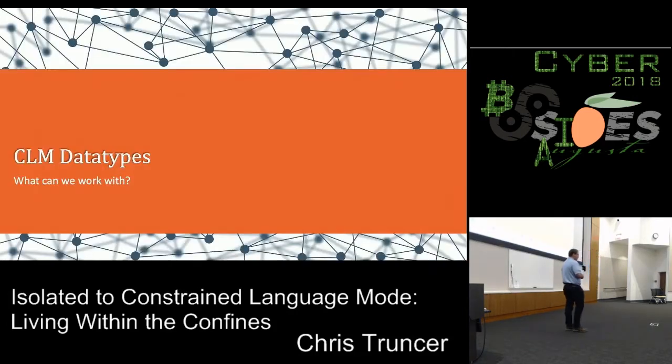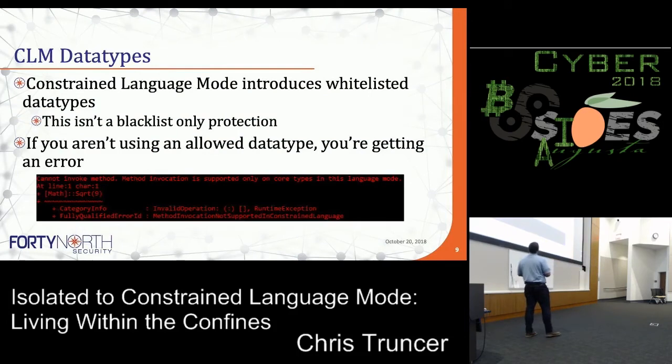So let's take a quick look at constrained language mode data types. The way this works is constrained language mode introduces whitelisted data types. So it isn't that they only blacklist certain types of data that you can interact with. If you aren't using an allowed data type, it's completely blocked and you're getting an error. And so you would see something like this. Sorry, that's a little bit hard to see. What that says is if you're trying to run a script or a tool or some sort of commandlet that uses a restricted data type, it's going to say cannot invoke method. Method invocation is supported only in core types of this language mode, meaning that it's only allowed in full language mode.